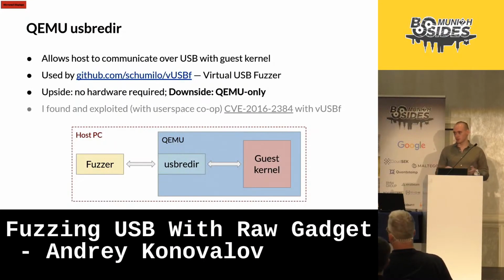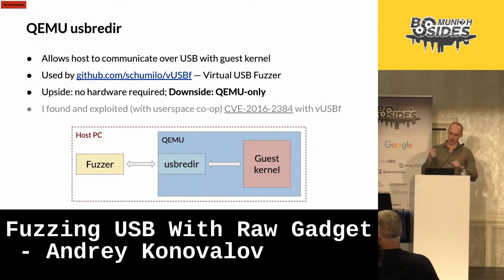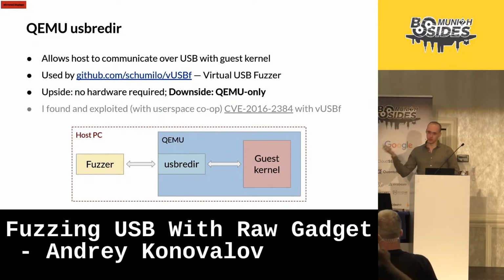The great thing about this approach is that we don't need any hardware. We only need QEMU. But this is also a problem because this approach depends on QEMU, so we cannot use other types of virtual machines to do this kind of fuzzing. This was a problem for me because I wanted to use a fuzzer called Syzkaller, and I'm going to talk a bit more about it later. The key thing about Syzkaller is it mainly runs on Google Cloud Engine, which is another type of virtual machine, and Google Cloud Engine does not have the USB redirector module. So this approach is great, but it was not quite what I was looking for.